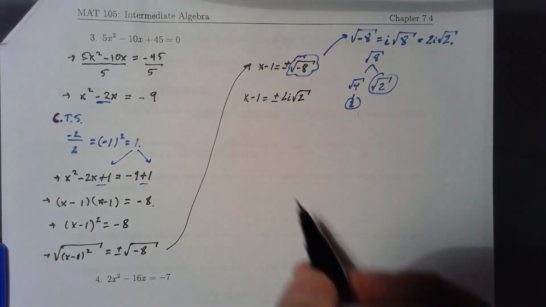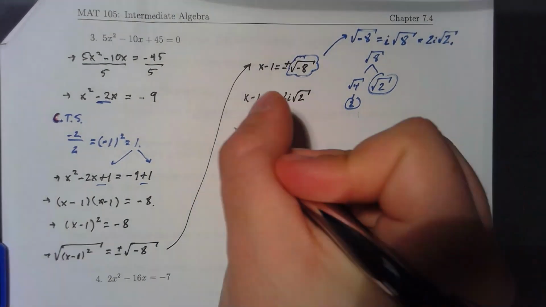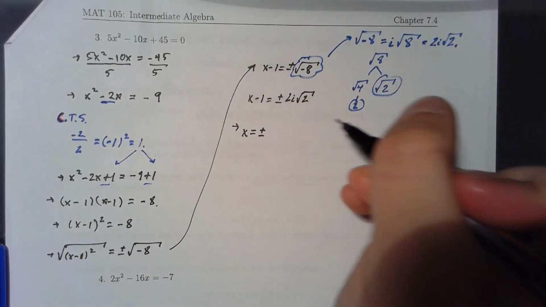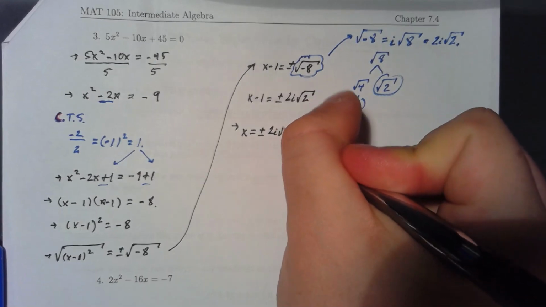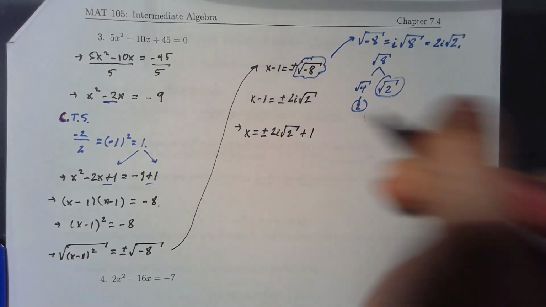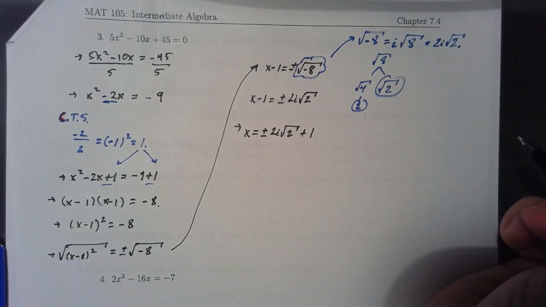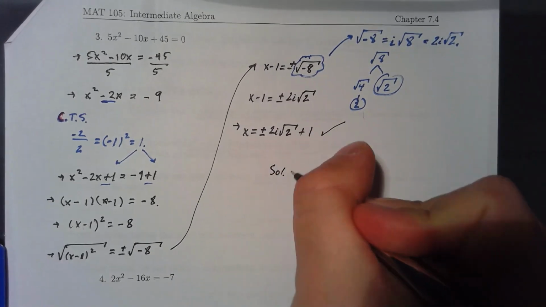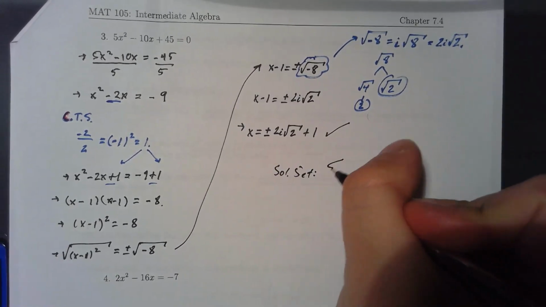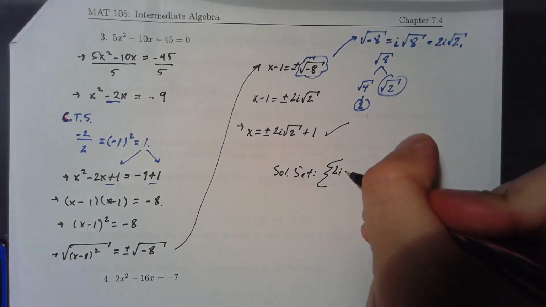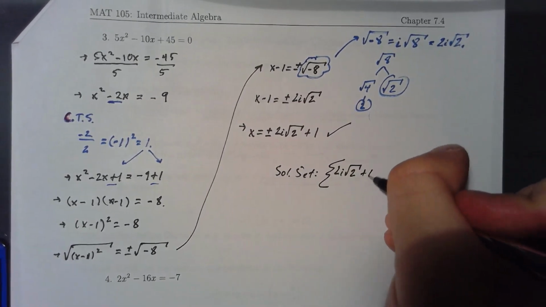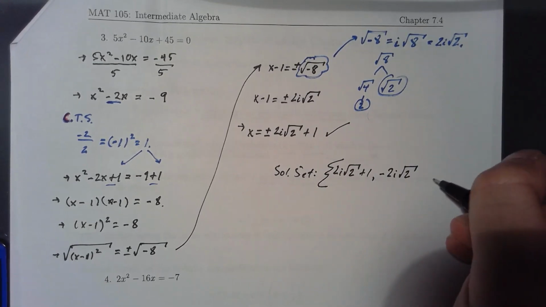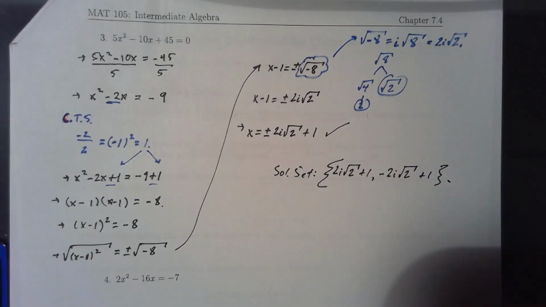And now the last thing I gotta do is just add 1. So x equals plus or minus 2i root 2 plus 1. Ta-da! So my solution set is positive 2i root 2 plus 1, comma, negative 2i root 2 plus 1.